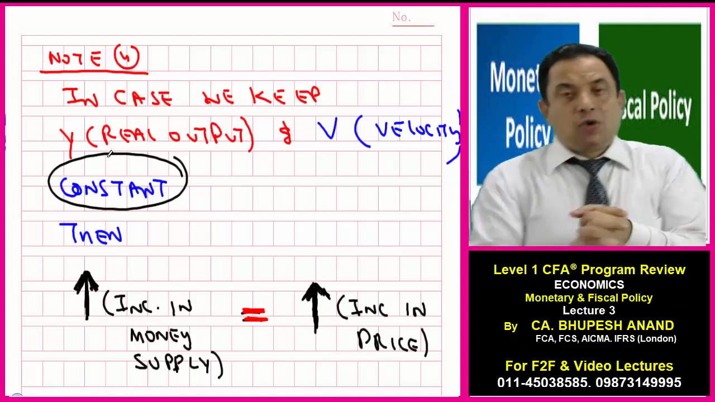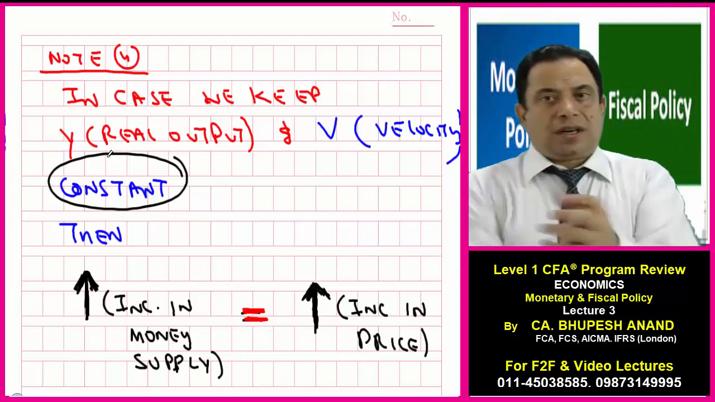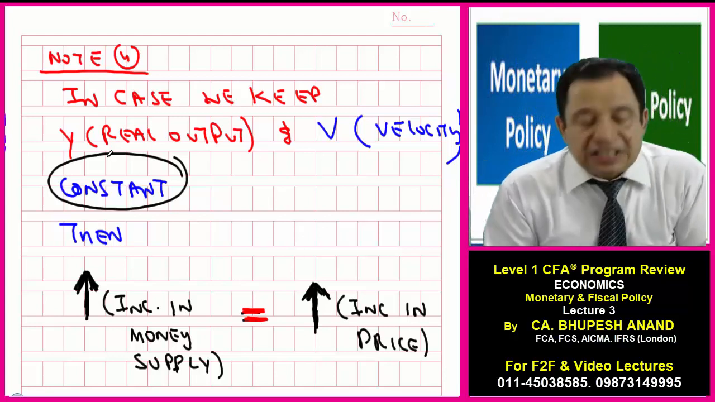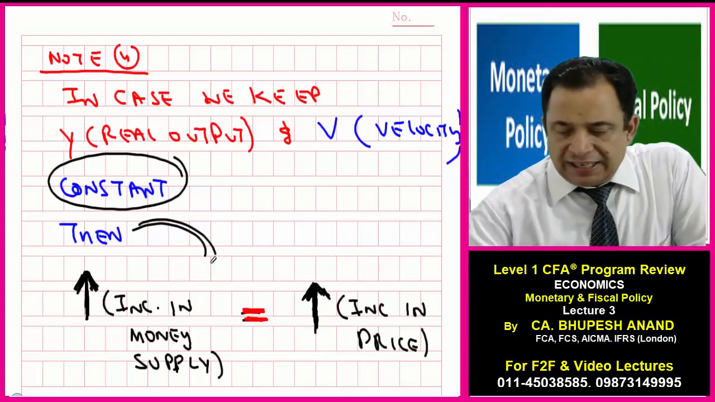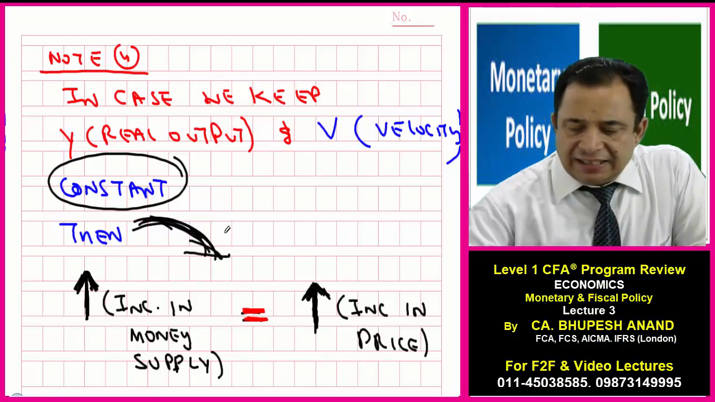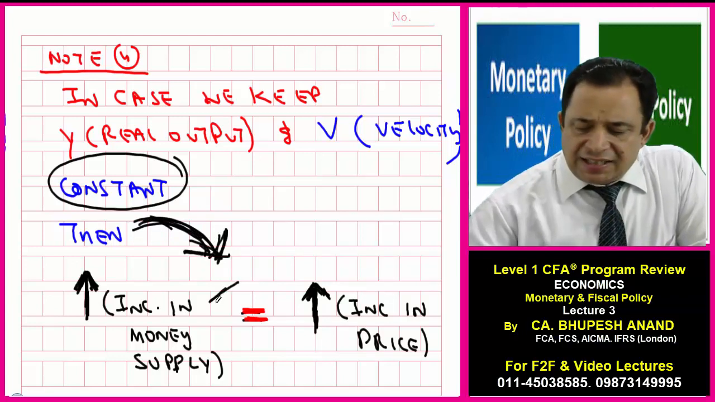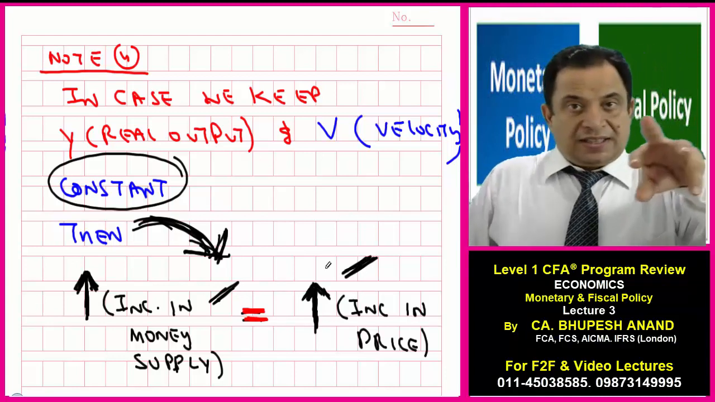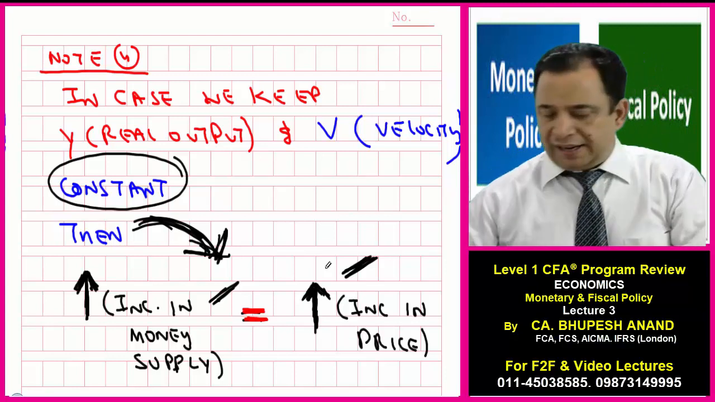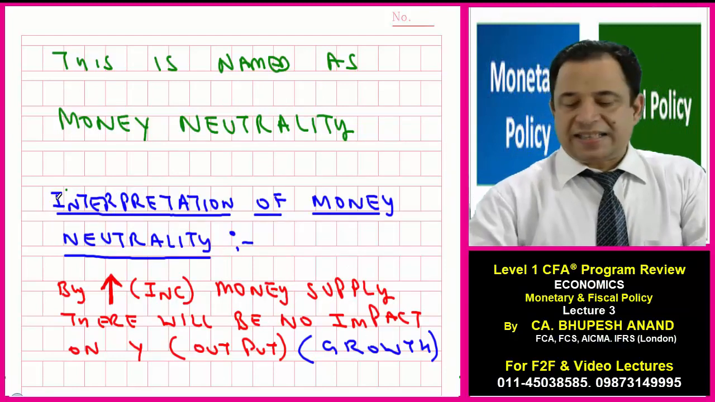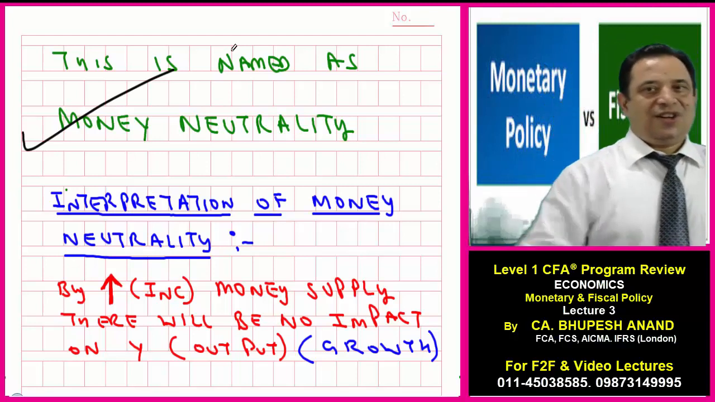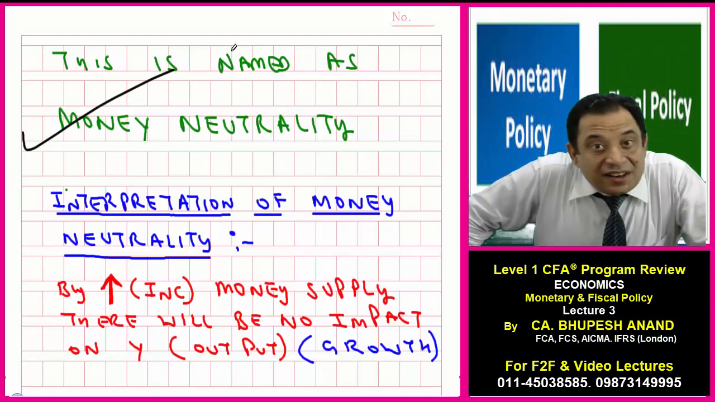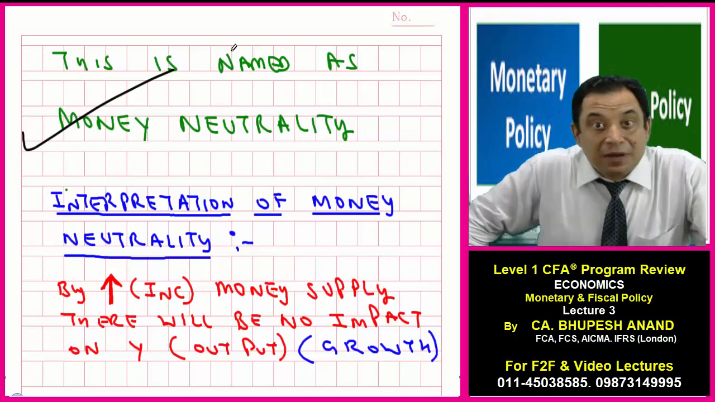In case we keep real output and velocity as constant, then increase in money supply will be equal to increase in price. Because if I say that these two variables are constant, then LHS will be equal to RHS, and this is named as money neutrality. It means that there is the relationship between money supply and price. If we keep real output and velocity as constant, that relationship is named as money neutrality.